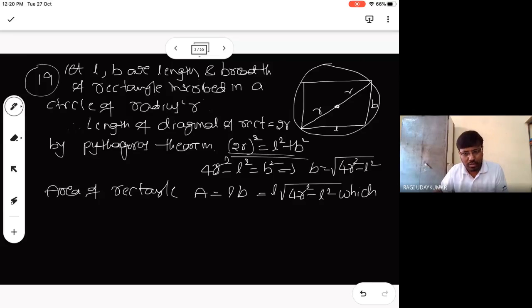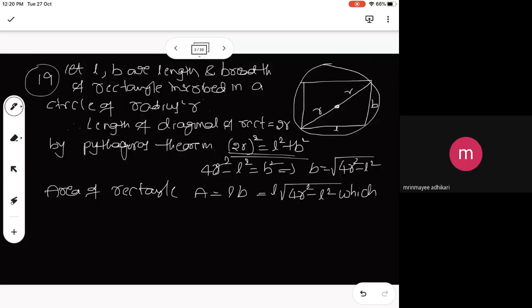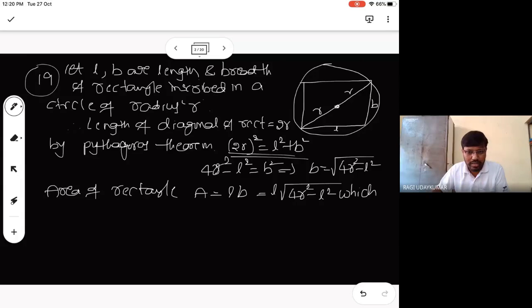Okay, is it understandable? So here we have taken the area, which is to be maximized. To maximize it, as per the second derivative test, you have to differentiate with respect to L, because A is in terms of L, where r is a constant, it is fixed. So differentiating with respect to L.